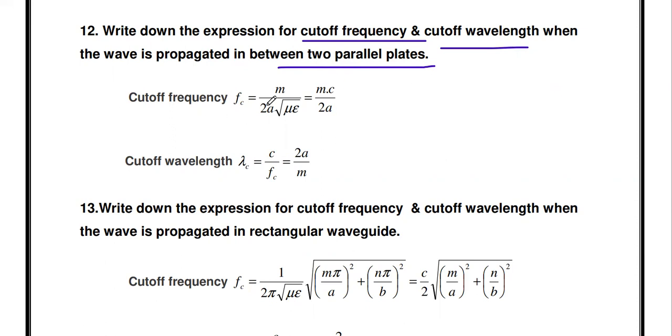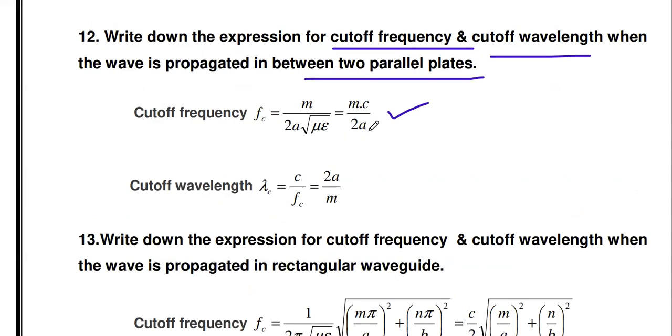The cutoff frequency formula is mc divided by 2a, where m is the mode number, c is the free space velocity, and a is the spacing between the two parallel plates. The cutoff wavelength is the ratio of c divided by the cutoff frequency, so c by fc. If you substitute the fc formula here, we get the cutoff wavelength equal to 2a by m. So these two formulas are for a wave propagating between parallel plates.